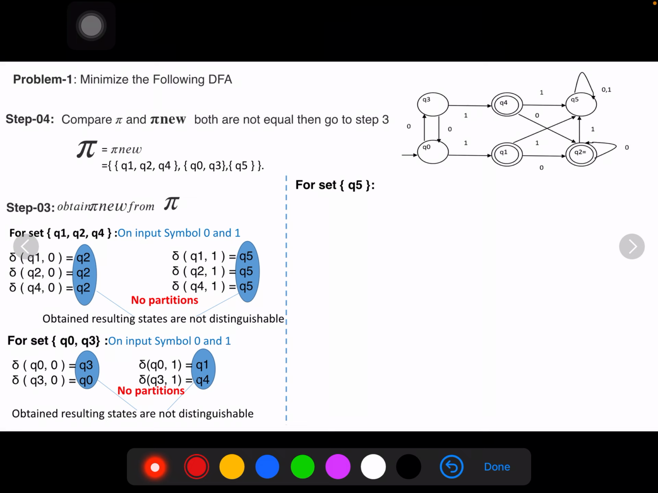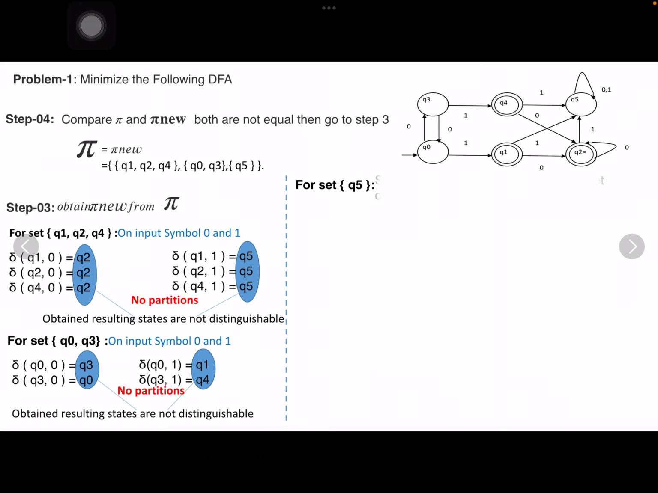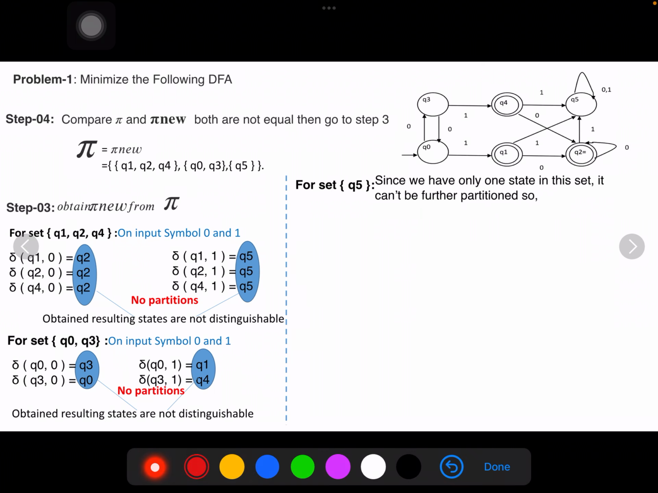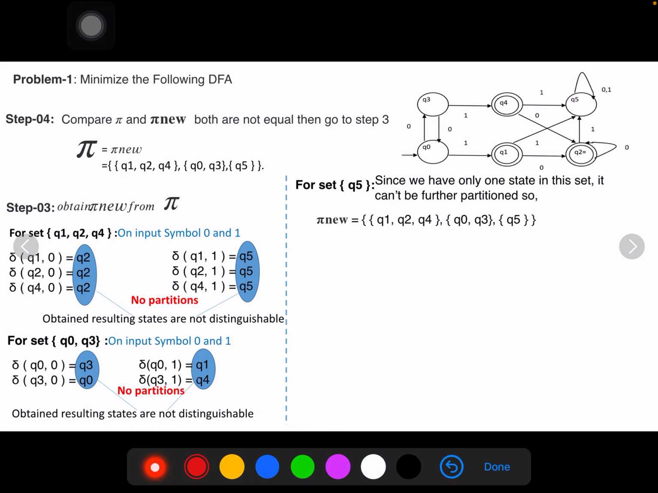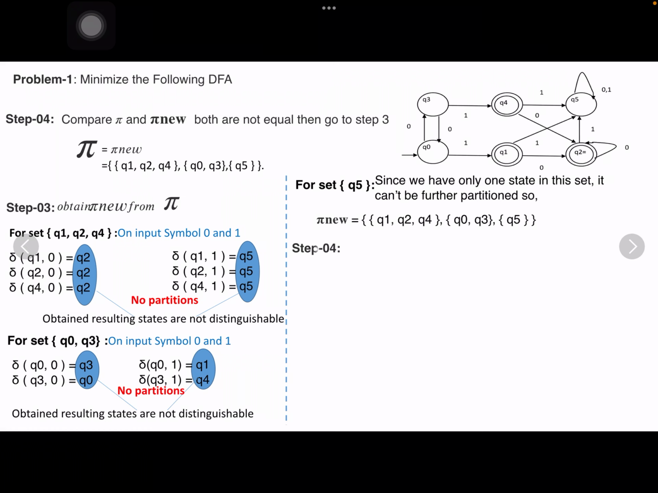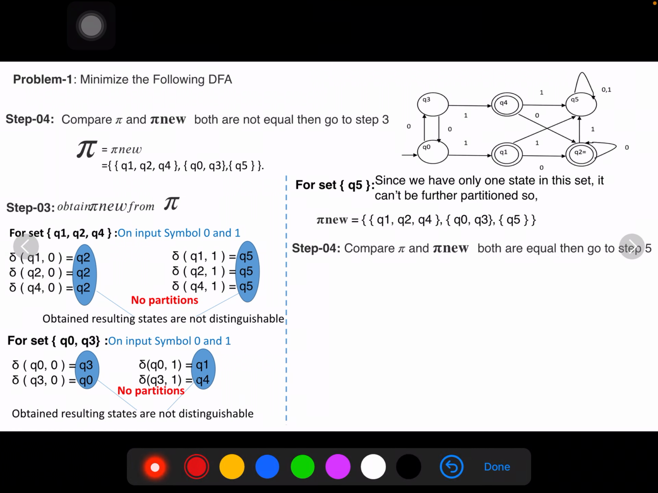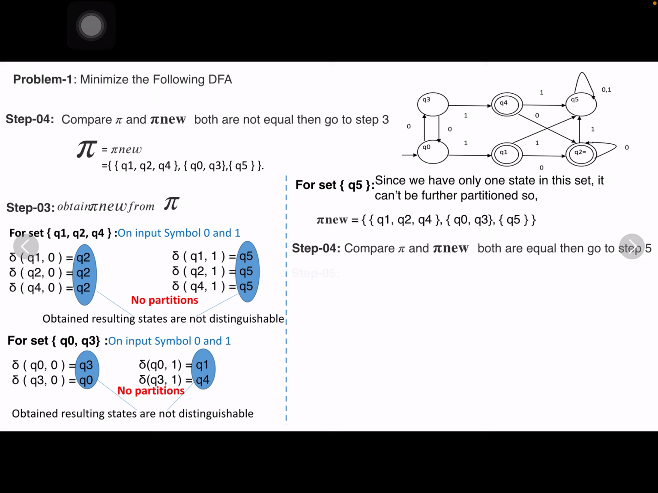Now the third set. Since we have only one state in this set, it cannot be further partitioned, so no need to consider. What is π new now? π new is 3 sets. So in this repeating step 3, you have not done any partition, then you retain π new as it is. Then you go to step 4. Compare both π and π new, both are equal, then go to step 5.